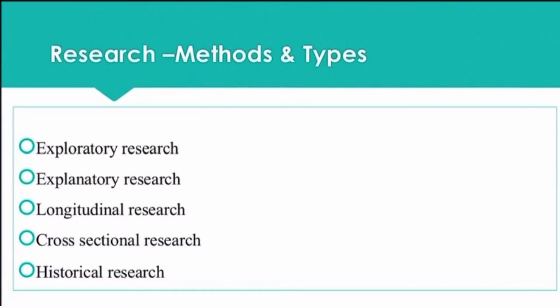Next, historical research. This is related to the events or people of the past. So this type of research uses documents, historical documents, photographs and remains, and also some interviews or conversations with people who are related to it if possible. This is about historical research.